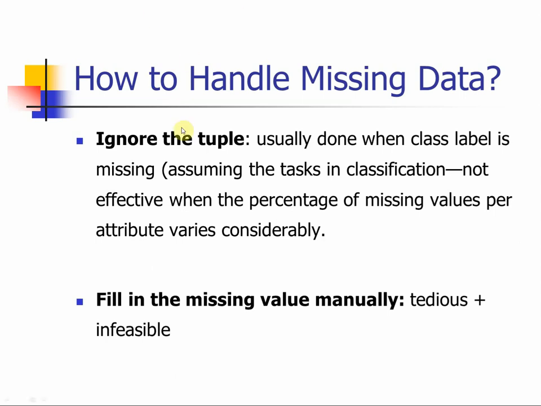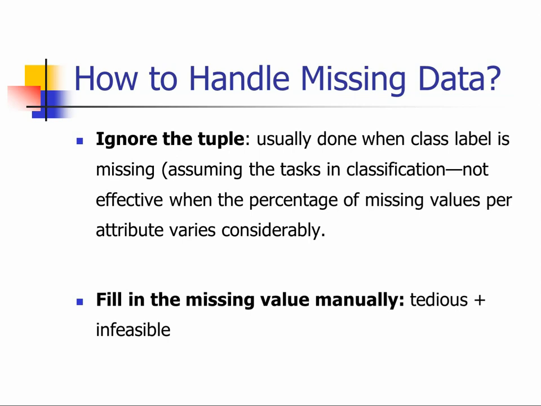The easiest one, of course, is to ignore the whole tuple. Say this data set has 20 attributes. As long as there is one attribute that is missing, we are going to throw this tuple away. Of course, if you have a lot of tuples, a lot of information, throwing 10%, 20% of the data out might be okay.